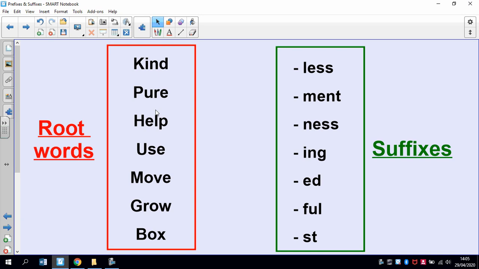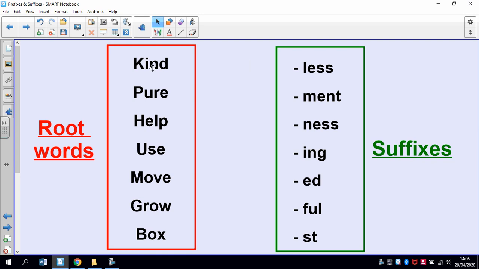We've got other root words like kind, pure, help, use, move, grow, and box. And then we've got these suffixes that you might recognize, like less, ment, ness, ing, ed, ful, and st. Which of these would you connect? I've this time got as many root words as I do suffixes because I want to prove that you can have multiple options out there.